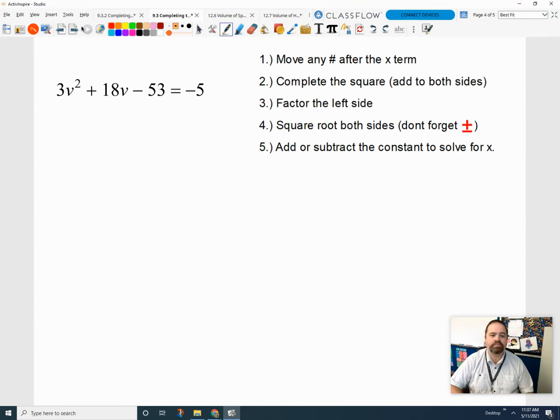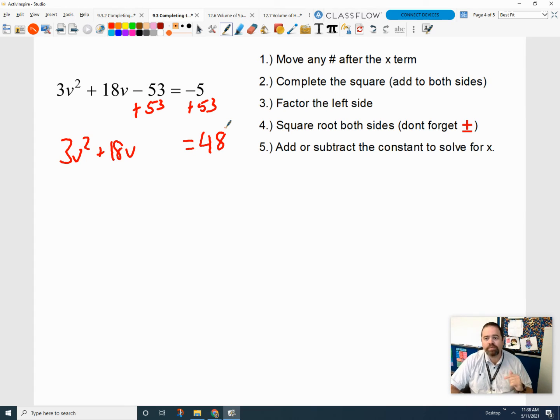You'll just need to fill that in. This is the one that is new. Okay, I'm going to do the exact same thing. I'm going to move the 53 to the other side. So that leaves me 3v squared plus 18v equals 48 here on the right.